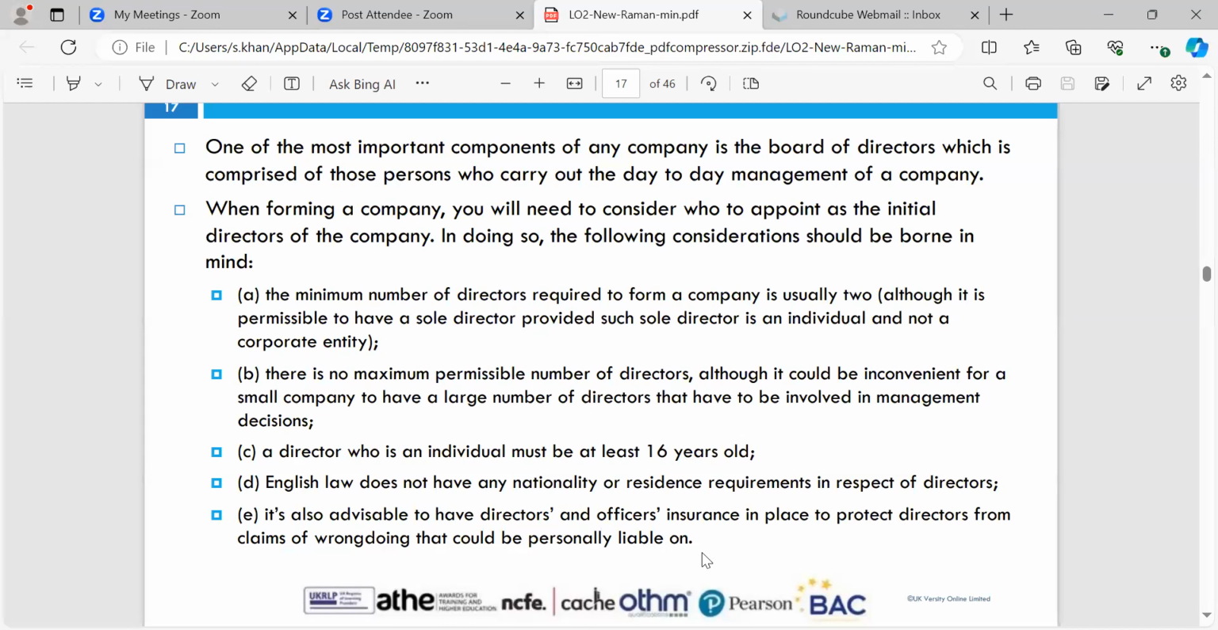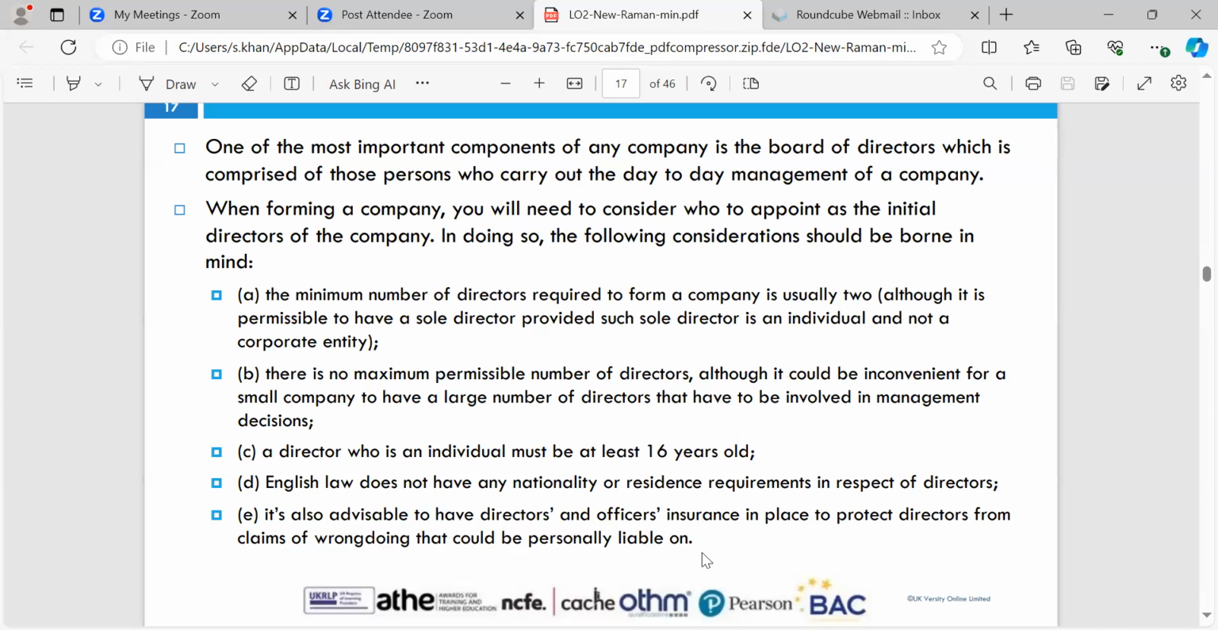In doing so, the following considerations should be borne in mind. A, the minimum number of directors required to form a company is usually 2, although it's permissible to have a sole director, provided such sole director is an individual and not a corporate entity. B, there's a maximum permissible number of directors, although it could be inconvenient for a small company to have a large number of directors involved in management decisions.